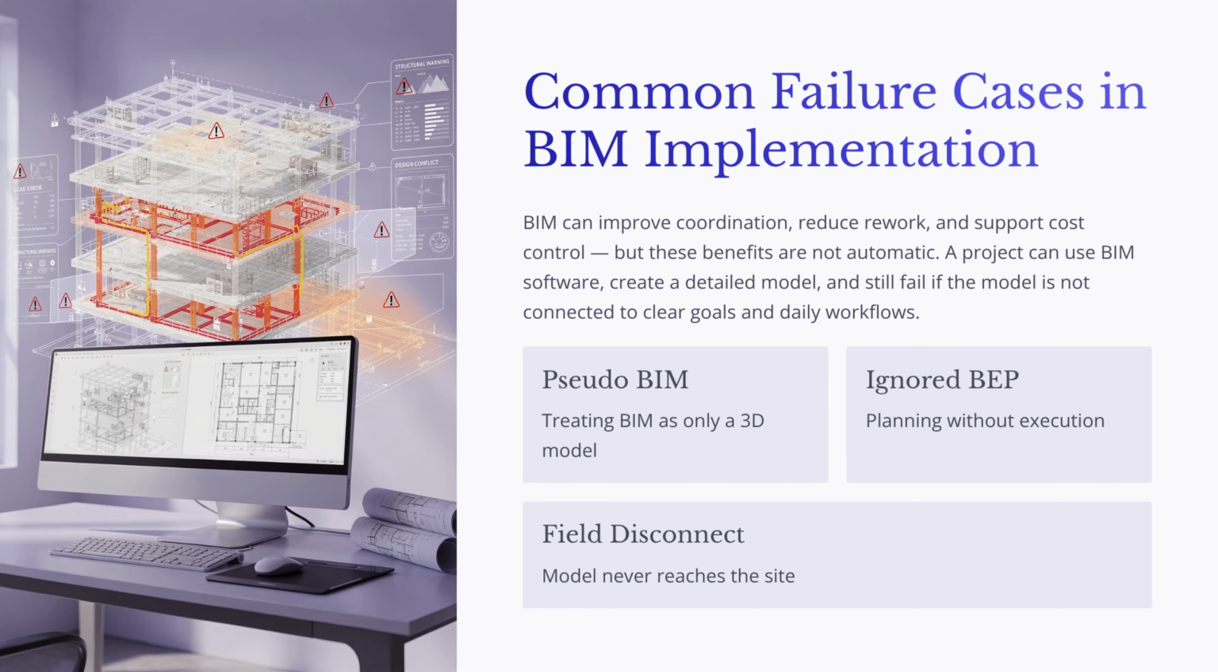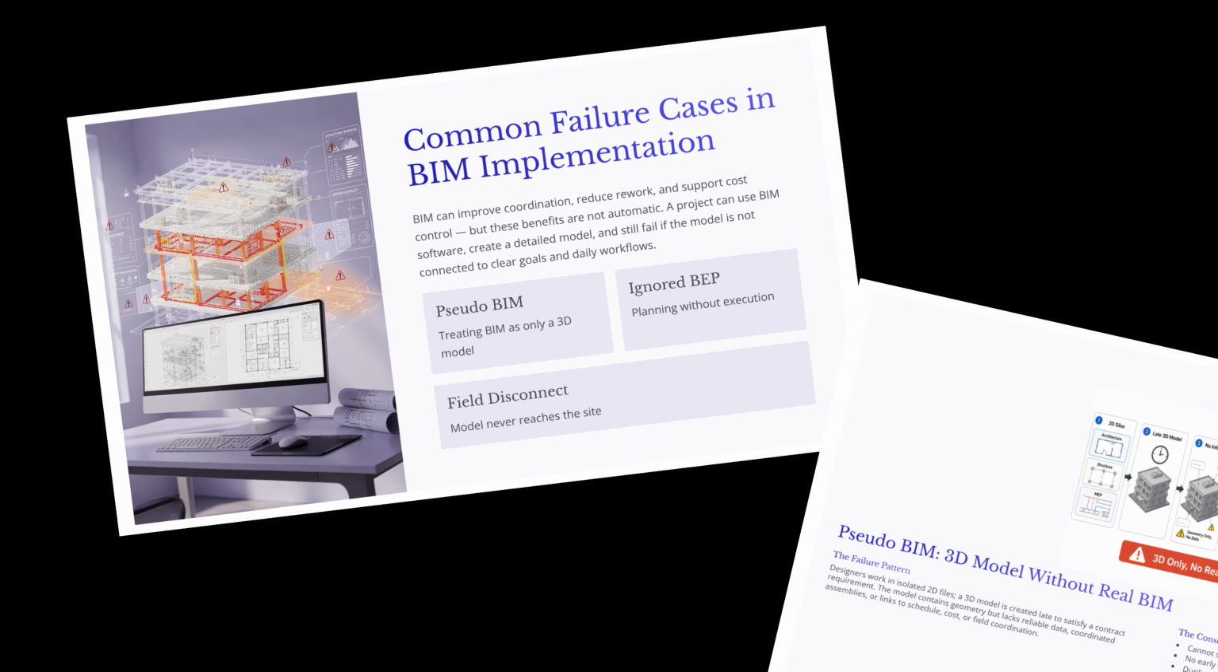This slide introduces three major failure patterns. The first is pseudo BIM, where BIM is treated as only a 3D model. The second is an ignored BEP, where a BIM execution plan exists but is not actually followed. The third is the field disconnect, where the model never reaches the site and therefore does not support construction activities. The main point is simple. BIM success depends on planning, accountability, collaboration, and actual use, not software alone.